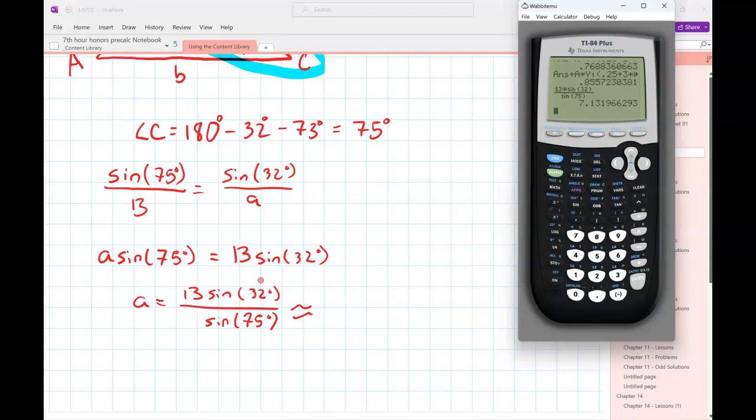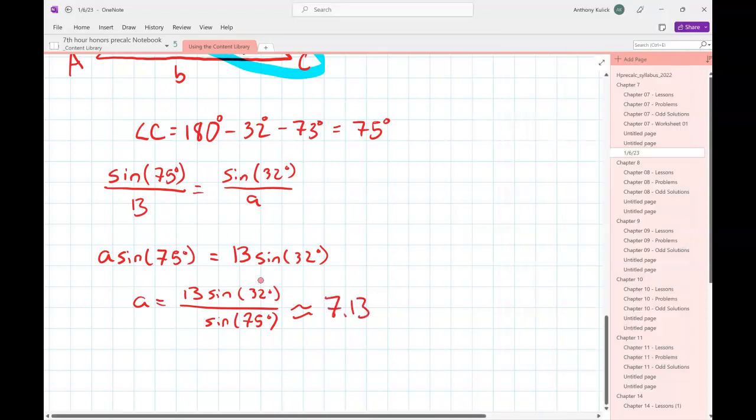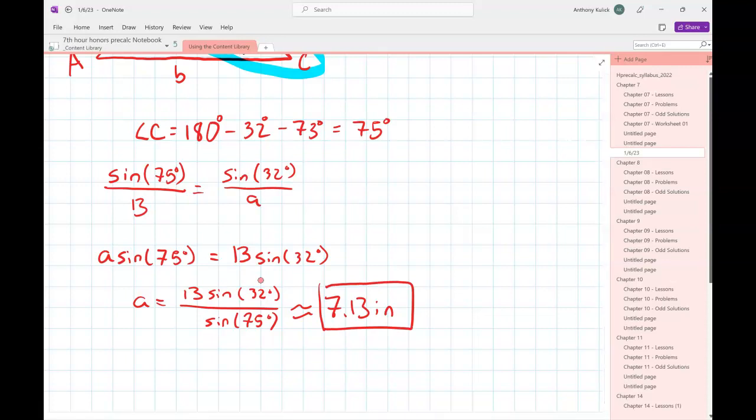So I get about 7.13, and I think the other side length was in inches, so this one should be in inches. Guess we could box that one up too. Okay, so now I know 2 of the 3 sides. To find the 3rd one, I can just use the Pythagorean theorem, right?